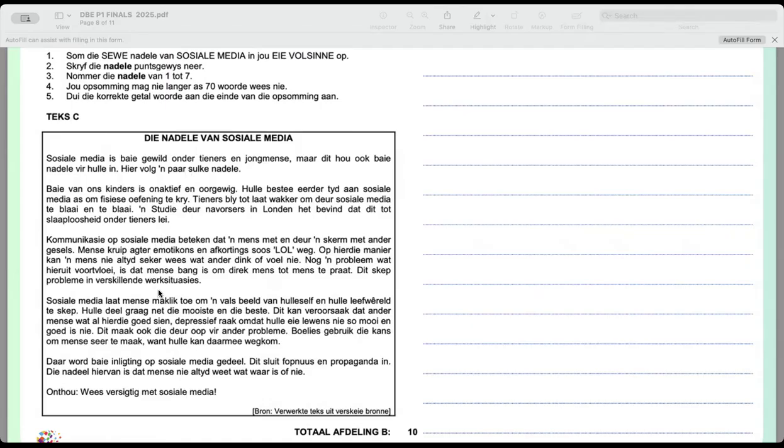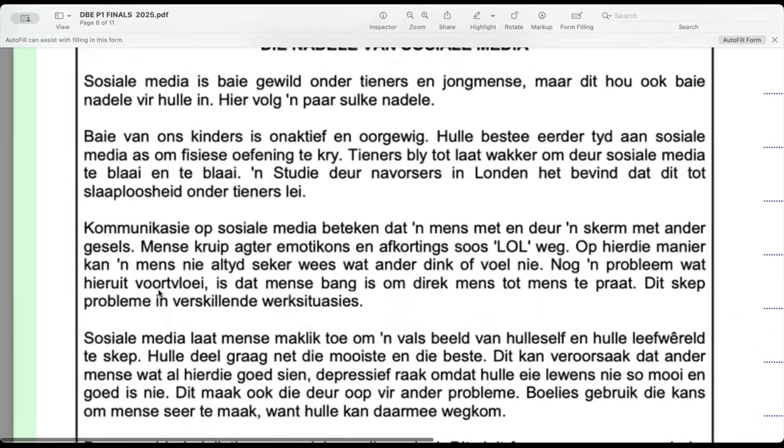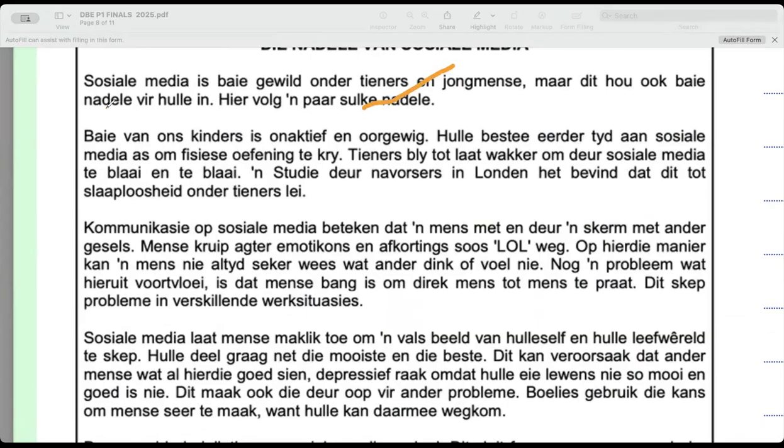When you're doing your summary, the key is to look for repetition. Okay, so you can have a look here and you can see straight away it says hier volg 'n paar nadele. So straight away, you don't need to use that because that's the introduction. So it says baie van ons kinders is onaktief en oorgewig. Hulle bestee eerder tyd aan sosiale media as om fisies oefening te kry.